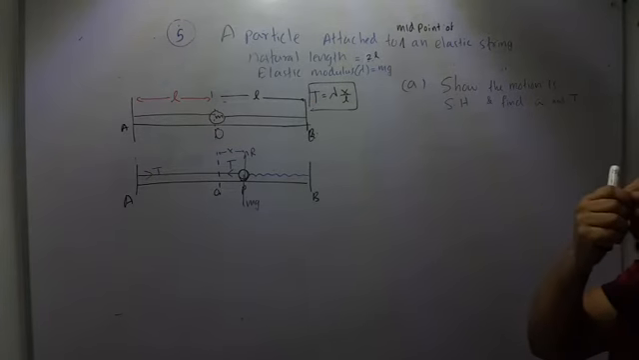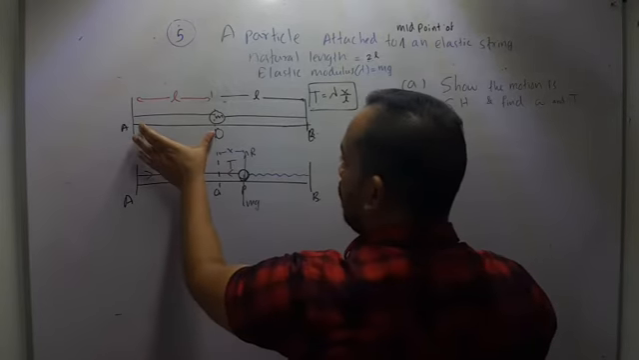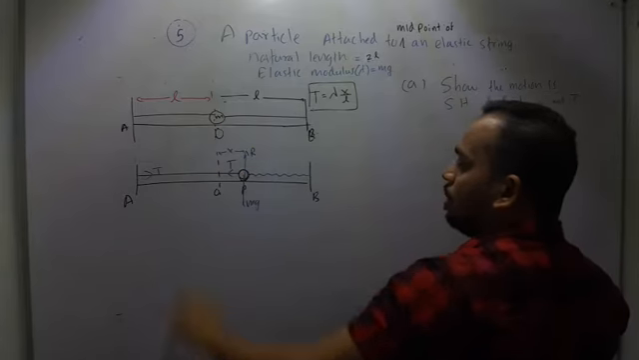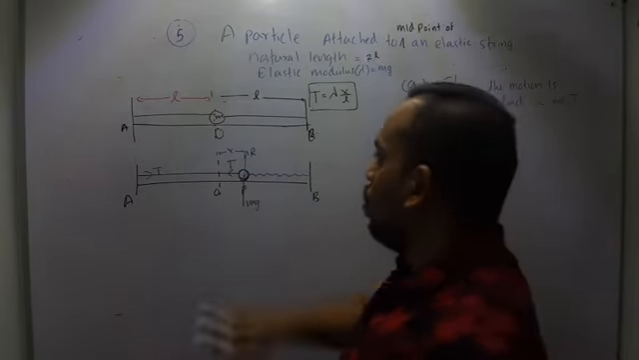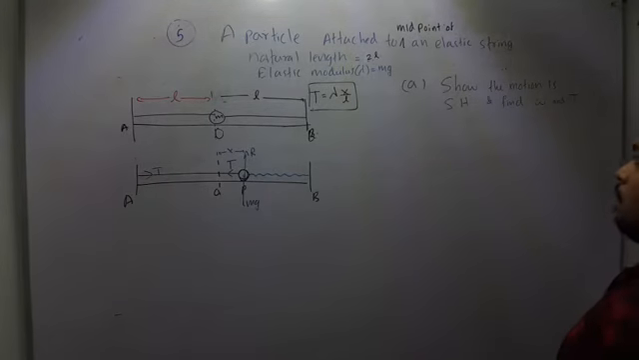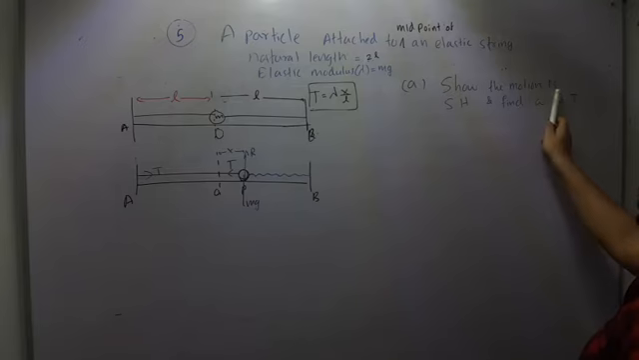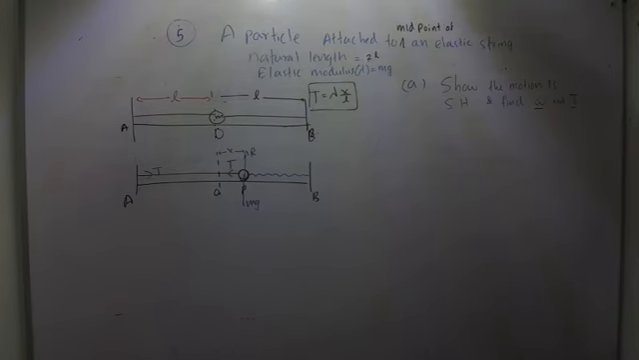So the natural length is 2L. Since it is attached to the midpoint, that means this length is L and this length is L. So the particle is at rest now. It is under equilibrium at point O. Now, the first part is to show that the motion is simple harmonic and find omega and T. You know what omega is? Omega is the angular velocity, and T.